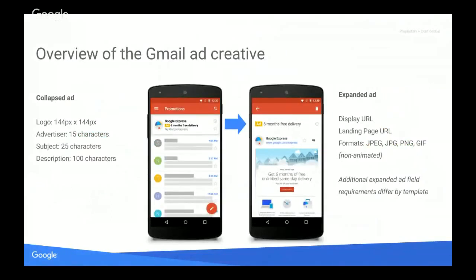Here's a small overview of the Gmail ad creative. As you can see, the left side is the collapsed ad, which is basically how it shows in the inbox. And there are a few specifics that you can see. A few to highlight: the logo is 144 by 144. The headline should be 15 characters, the subject could be 25 characters, and the description is 100 characters.